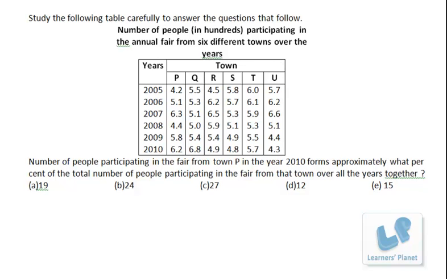Now let's take the next set of questions. Hopefully it should be challenging. Number of people participating in the annual fair from 6 different towns over the years 2005 to 2010. These are P, Q, R, S, T, U towns. Now, the number of people participating in the fair from town P in the year 2010, right? Town P 2010 is 6.2. Is what percent of the total number of people participating in the fair from that town over all the years together?